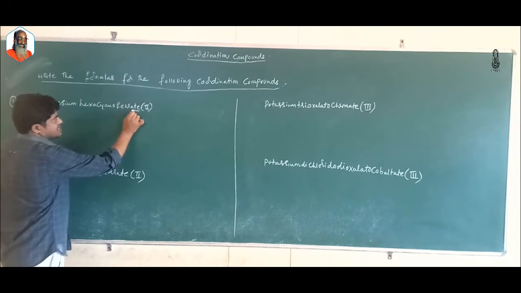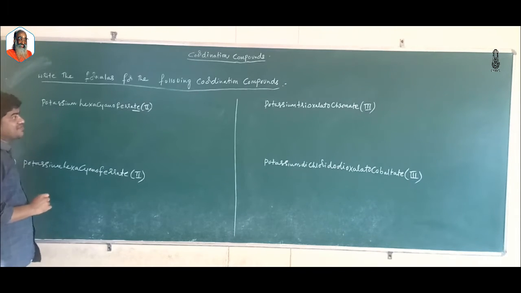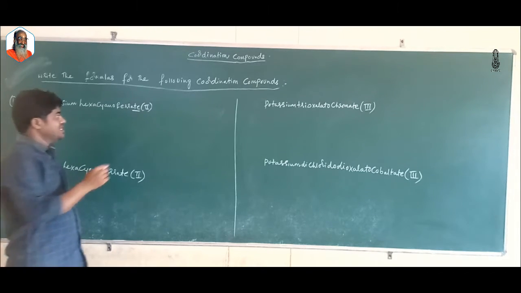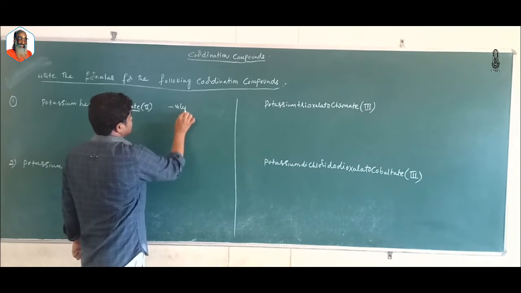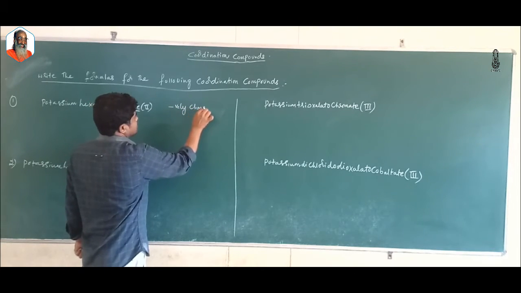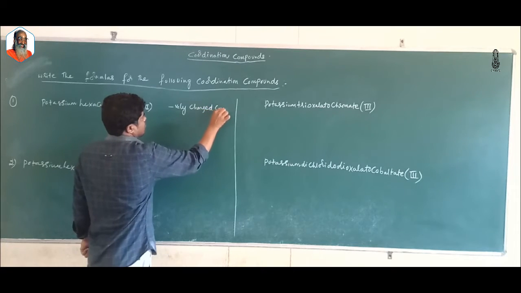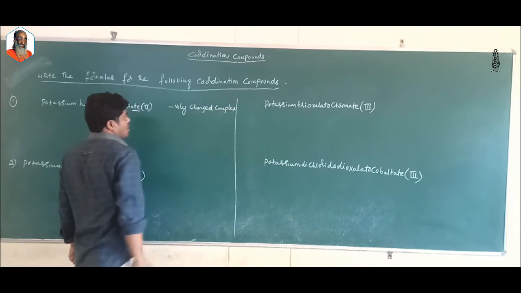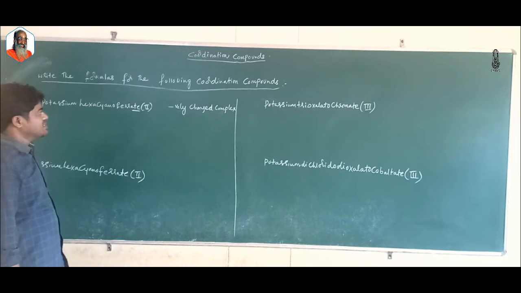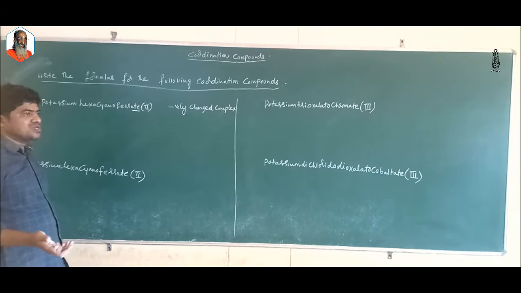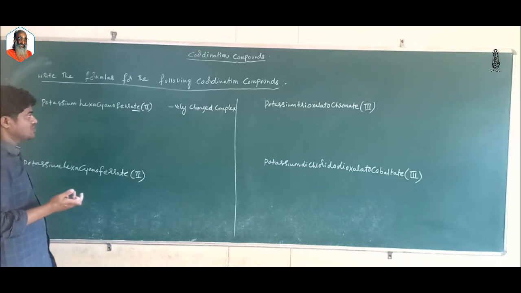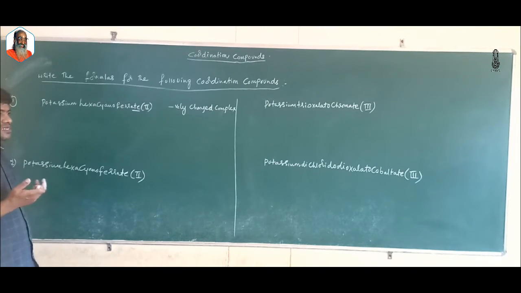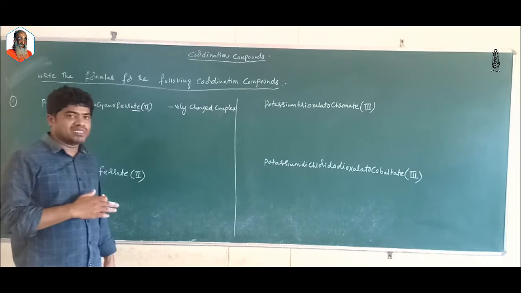Ferrate. The name of the metal is ending with suffix ate. It means it is a negatively charged complex. How did the complex get negatively charged? Definitely there should be some cations outside the coordination sphere. The charge on the cations is balanced by the charge on the anions.